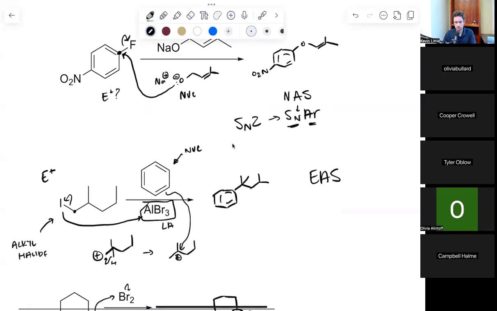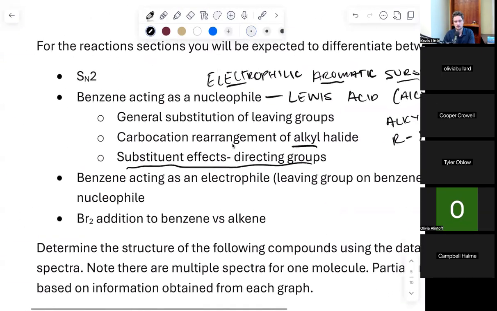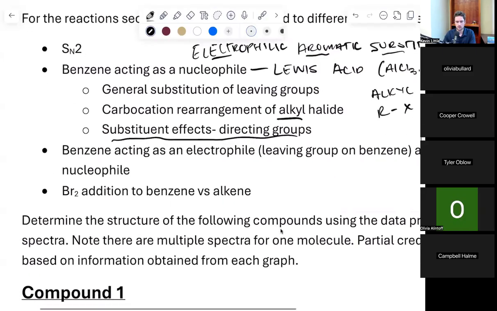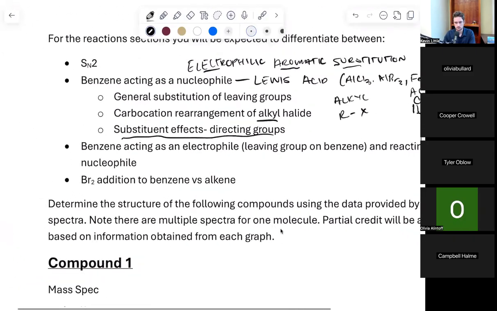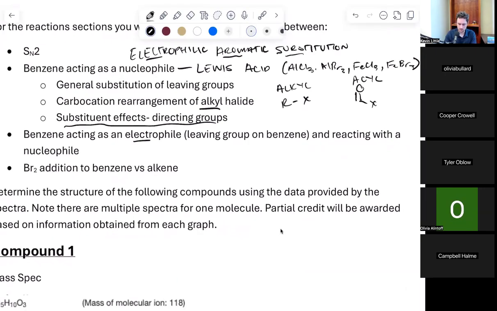So those are the two families. You have electrophilic aromatic substitutions where benzene is acting as a nucleophile, but if you put a leaving group on benzene, it can act as an electrophile. But yes, the only time you'll get a rearrangement is when you have an alkyl halide. Benzene acting as an electrophile: there's got to be a leaving group on benzene in order to do that. So that's what I was just talking about.